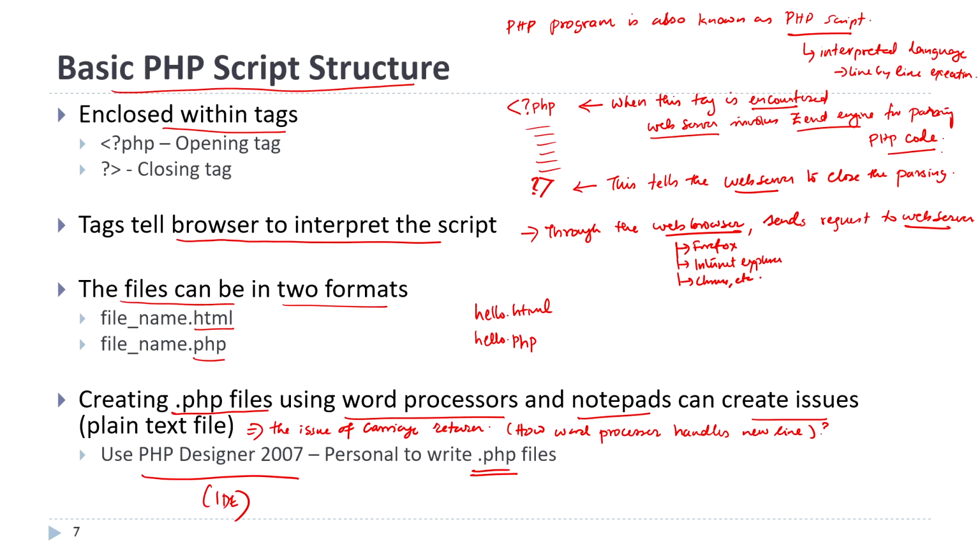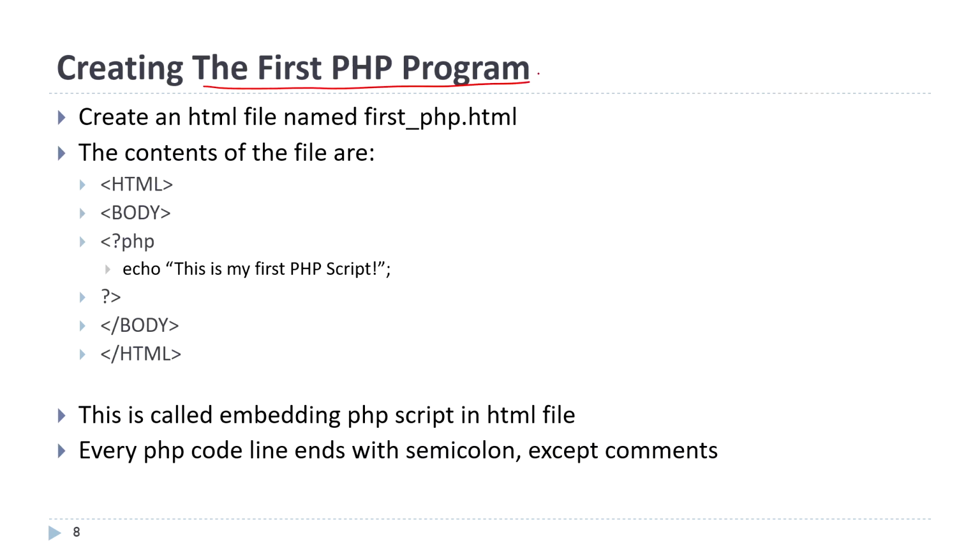So, that is the basic PHP structure. Let us create the first PHP program, and once we go through this, you may have a good idea. First, name the file first_php.html. The content of the file is, the first line is HTML, then body, and then there is this PHP statement. This tells the web server to parse, and then it goes to HTML.